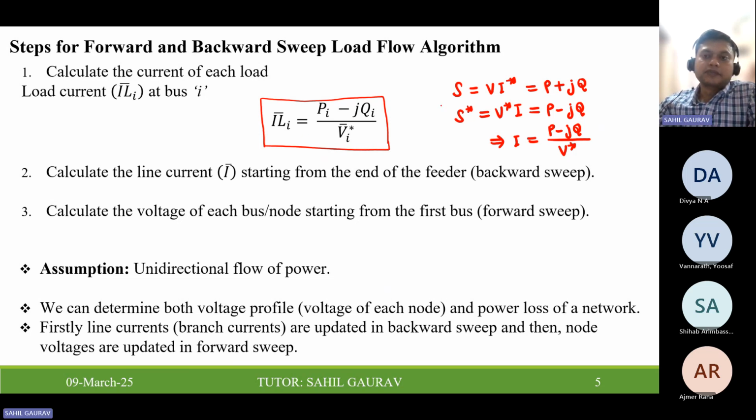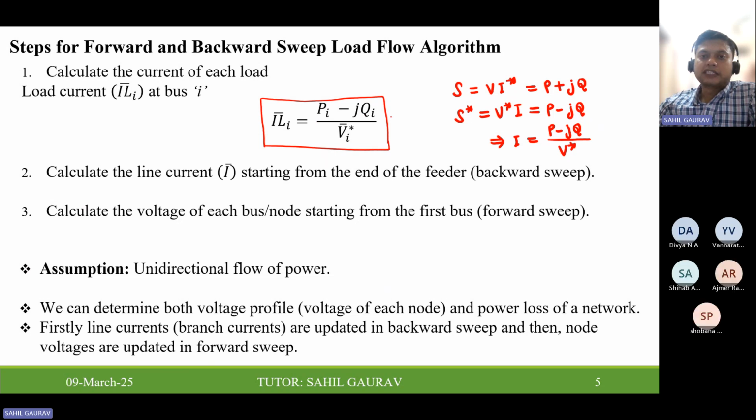This is very simple. We got it from the conventional equation, that is, S, the apparent power, equals V I conjugate, which we write as P plus jQ. If you take the conjugate on both sides, S conjugate equals V conjugate into I, then it becomes P minus jQ, and therefore we can write the current value as P minus jQ upon V conjugate. So here we have written the load current at bus i as IL equal to Pi minus jQi upon Vi conjugate.